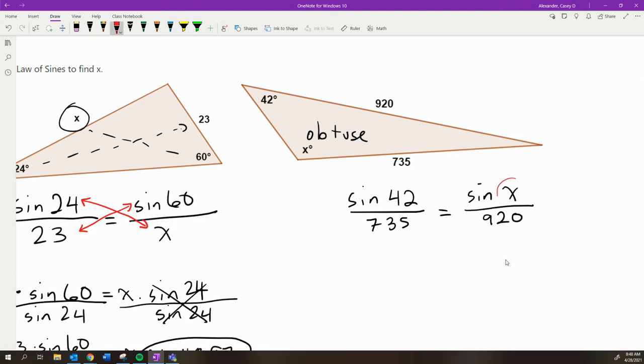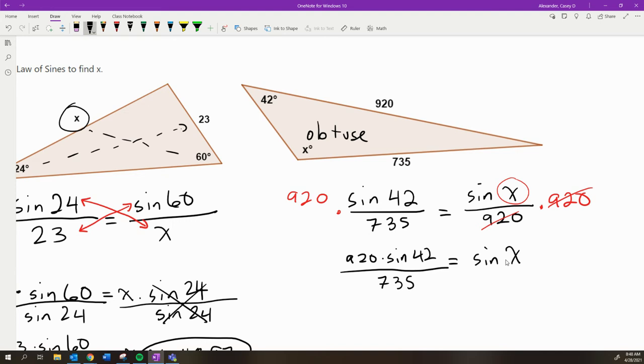Now you could do the cross product. However, since the unknown is in the numerator, it's actually probably easier to just multiply by this denominator to undo the division, just like I did earlier in this video. So I'm going to multiply both sides by 920. And so what I have is that the sine of the angle that I'm looking for is equal to 920 times the sine of 42, all divided by 735. So then the angle that I'm looking for will be the inverse sine of that entire expression, because inverse sine is how you get x by itself.